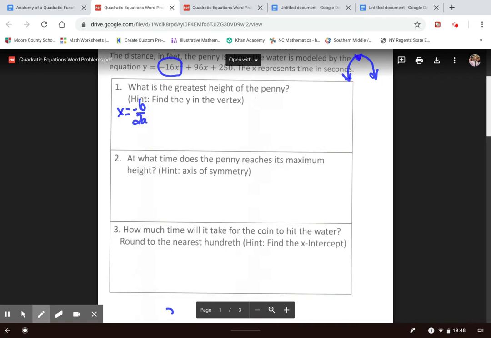So what I simply do then is substitute my values in. That's going to be negative 96, which is my b value, over 2 times negative 16. So then I now have negative 96 over negative 32, which is going to equal a positive 3. So that means my x value is a positive 3, and the first point in the ordered pair of that vertex is going to be 3.